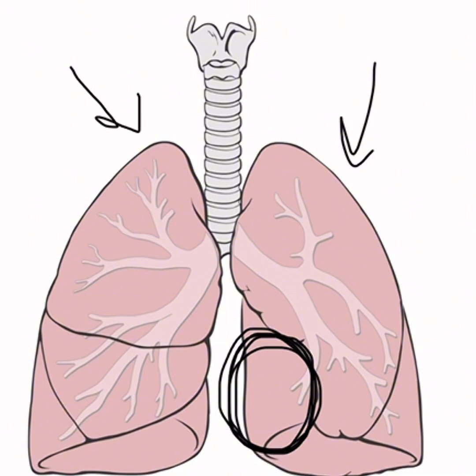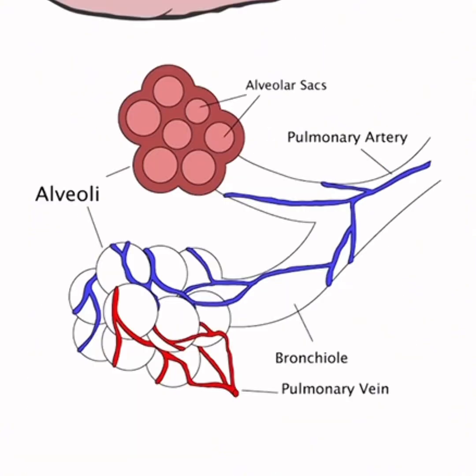So for example, if we swallow anything, a large foreign body, it will most likely go to the right lung, not the left one, because the bronchi of the right lung are bigger than the left one.